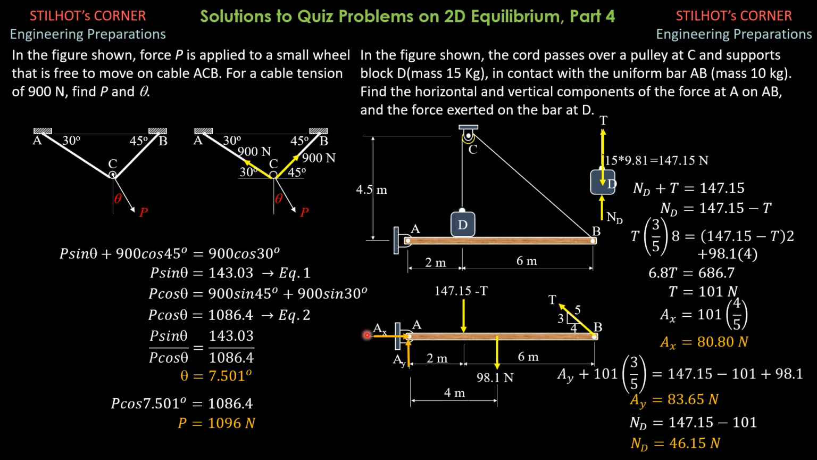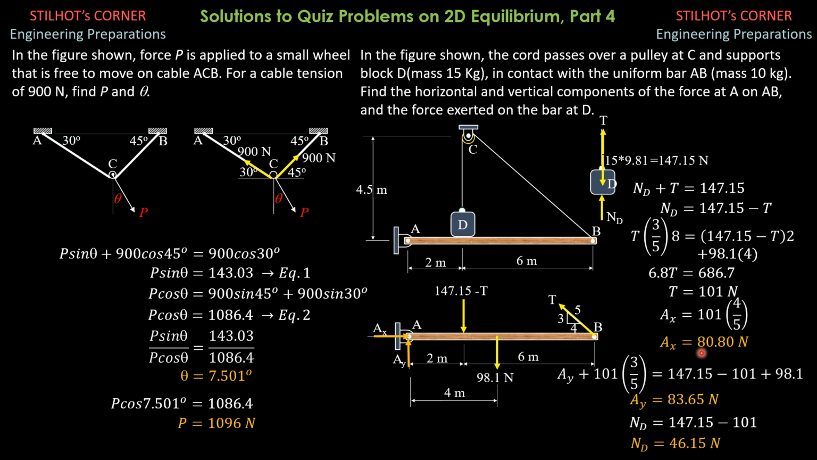Solve for AX, summation of forces horizontal equals 0. So AX to the right equals the X component of T, which is 101 times cosine of theta, 4/5. So AX can now be solved, 80.80 newtons to 4 significant figures.